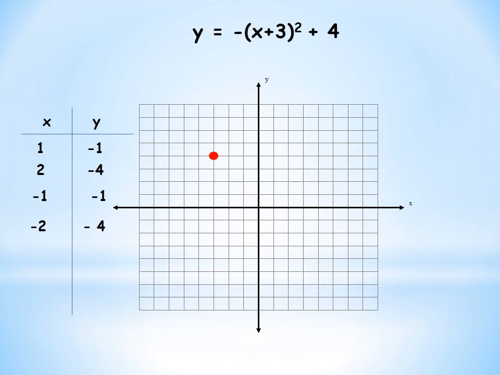So now from this shifted point, -3, up 4, I'm now going to go over 1, but now I'm going to go down 1 because my y's are multiplied by a negative. And if I go over 2, I'm going to go down 4 because my y's are multiplied by a -1.